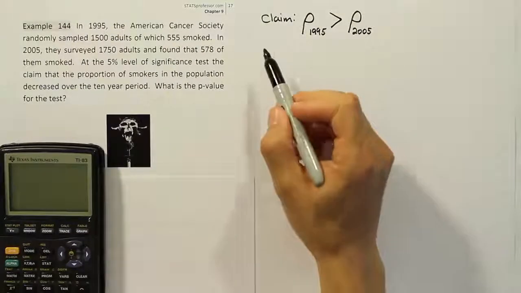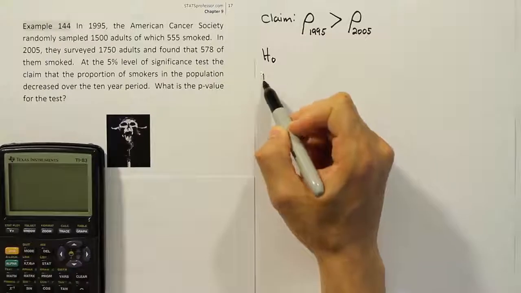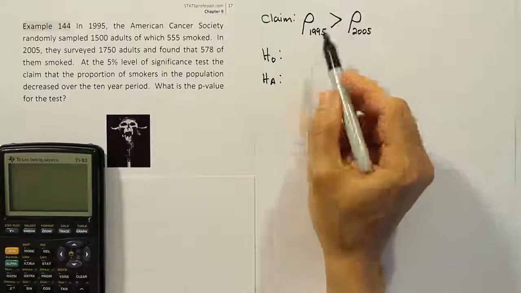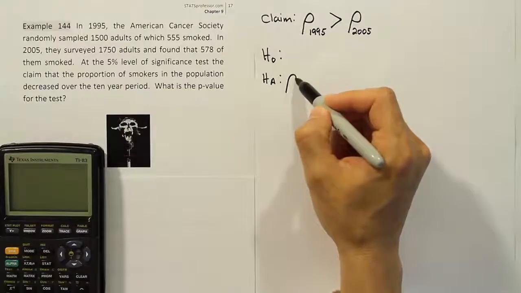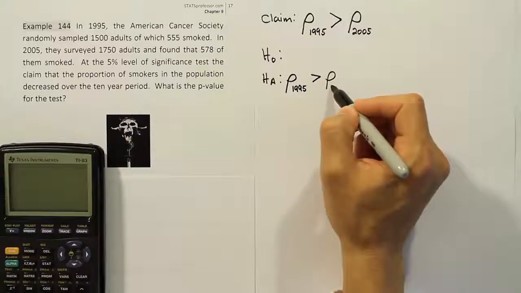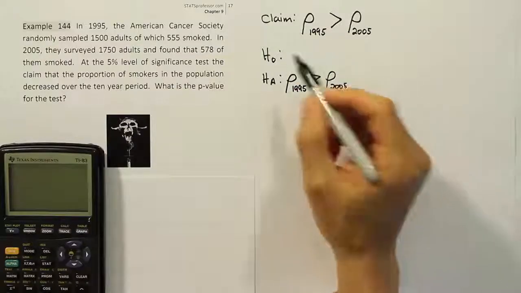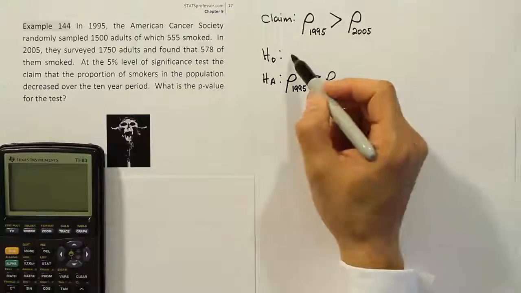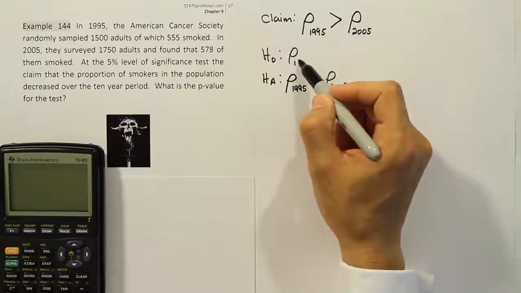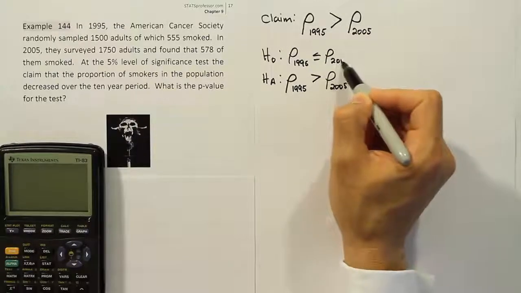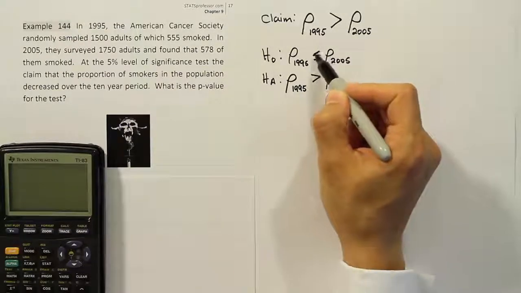From there, we're going to do the null hypothesis and the alternative hypothesis. Looking at the claim, we see the symbol implies the alternative hypothesis is the same as the claim. And then the null is going to be the opposite of that. So we're going to have to say less than or equal to for that one. Okay, so we've got that set up.